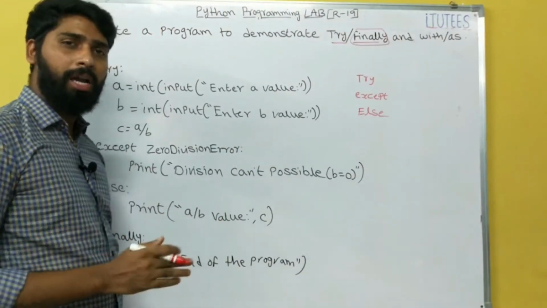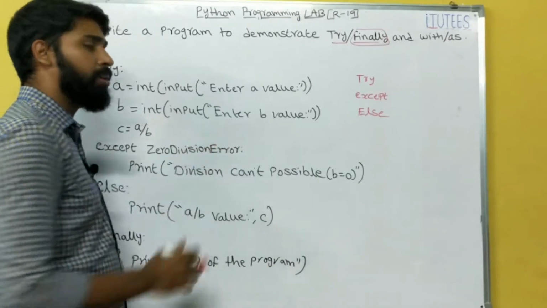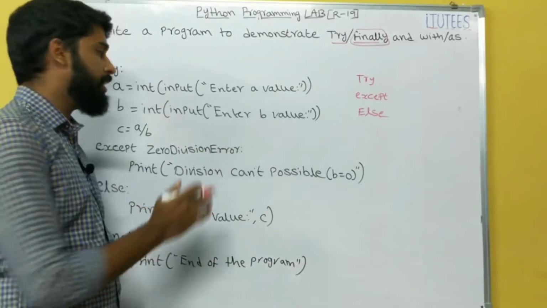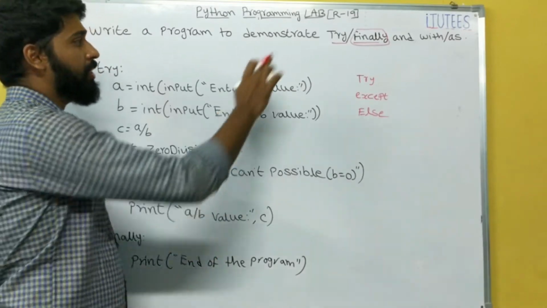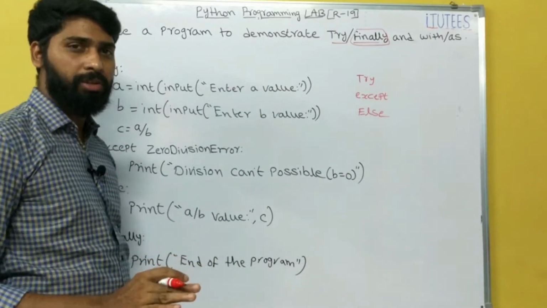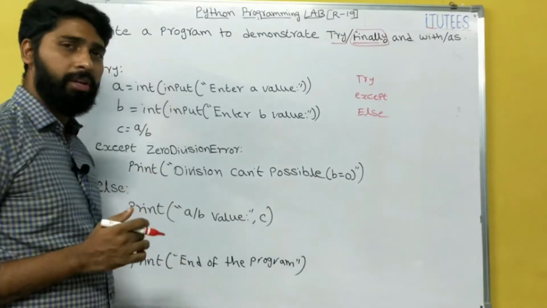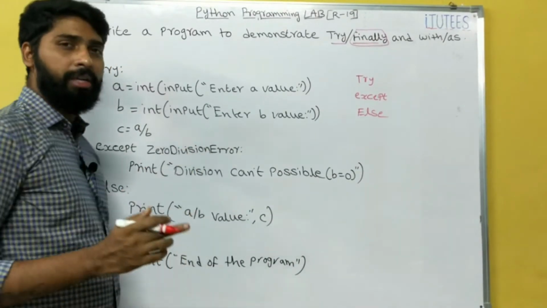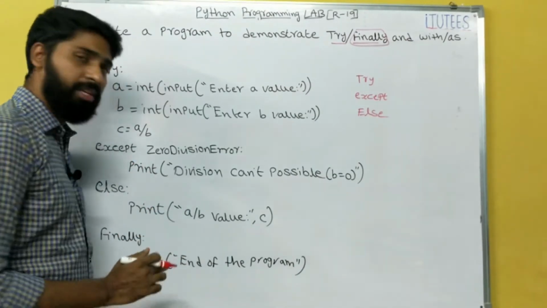Finally block will always be executed. If you are getting an error in the try block or you are not getting any error in the try block, that is no matter. The finally block will always be executed. If the try block raises an error, then also we execute the finally block. If the try block does not raise any error, in this case also we are going to execute this finally block.